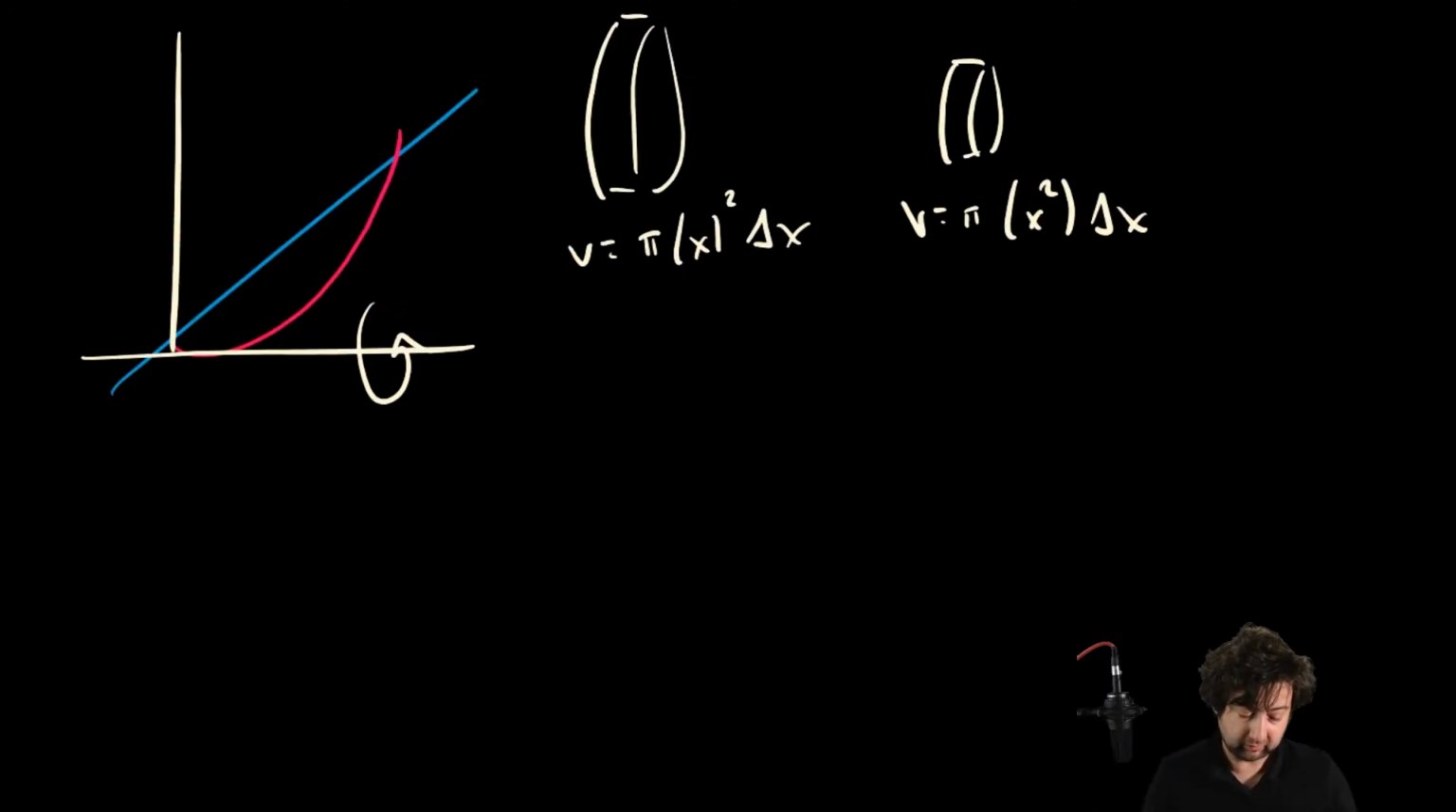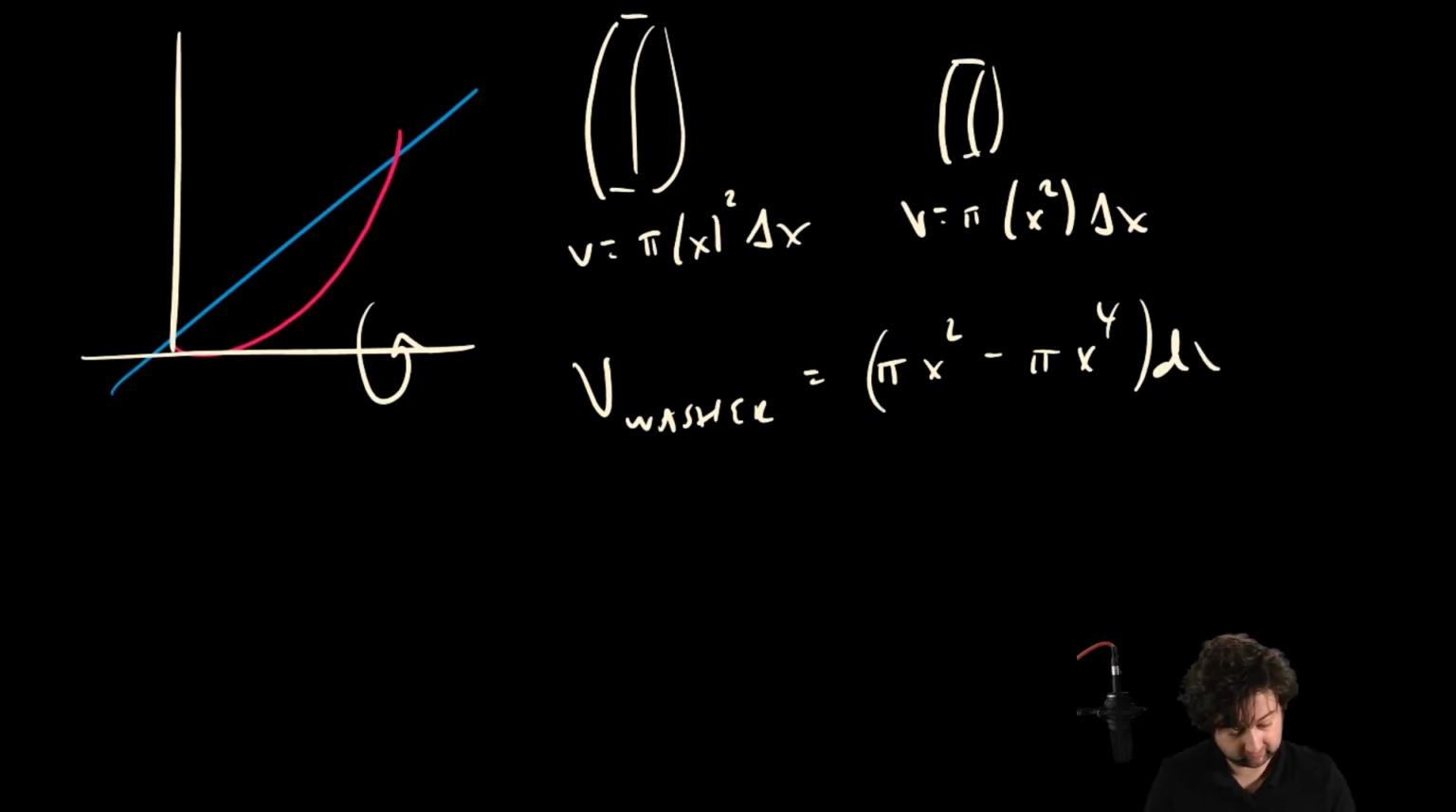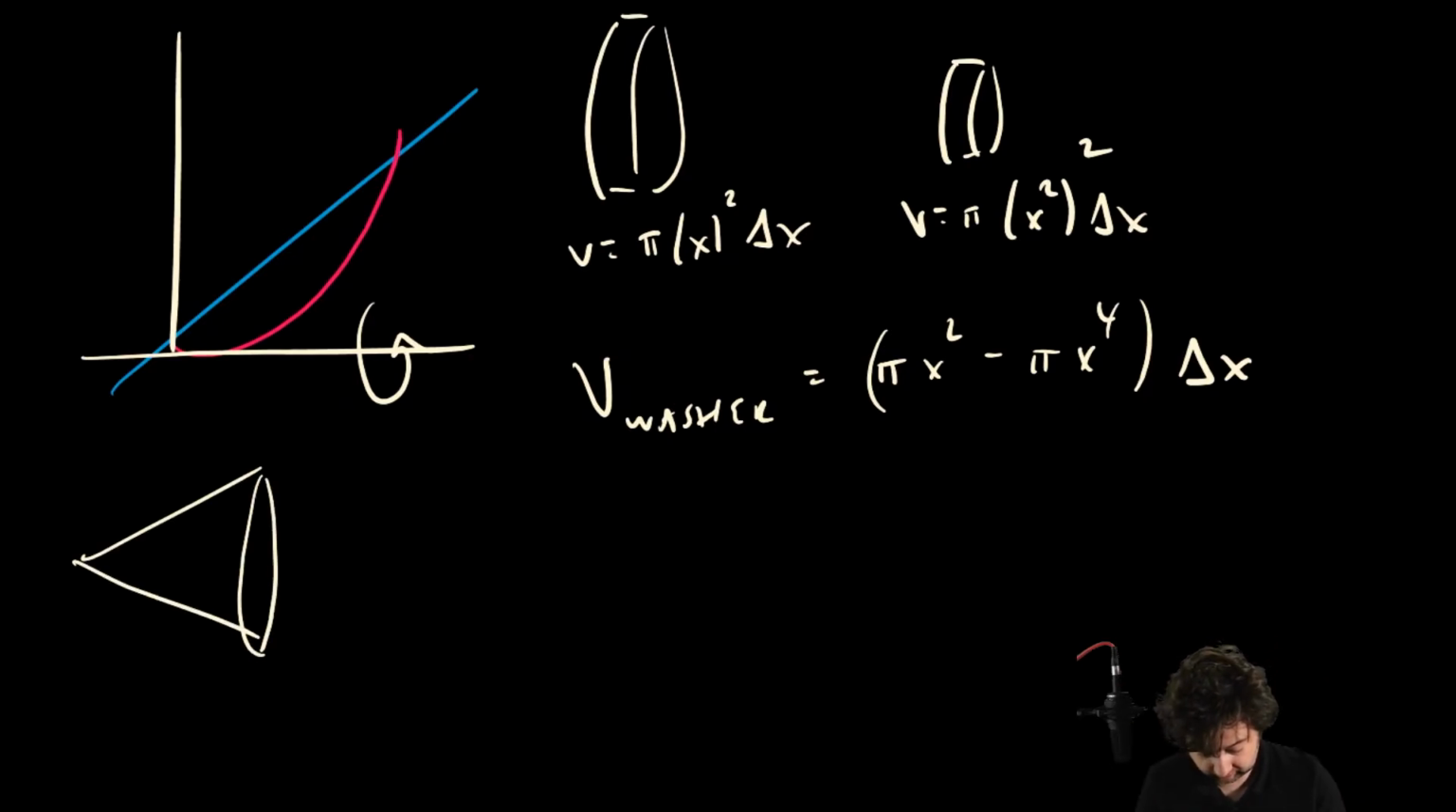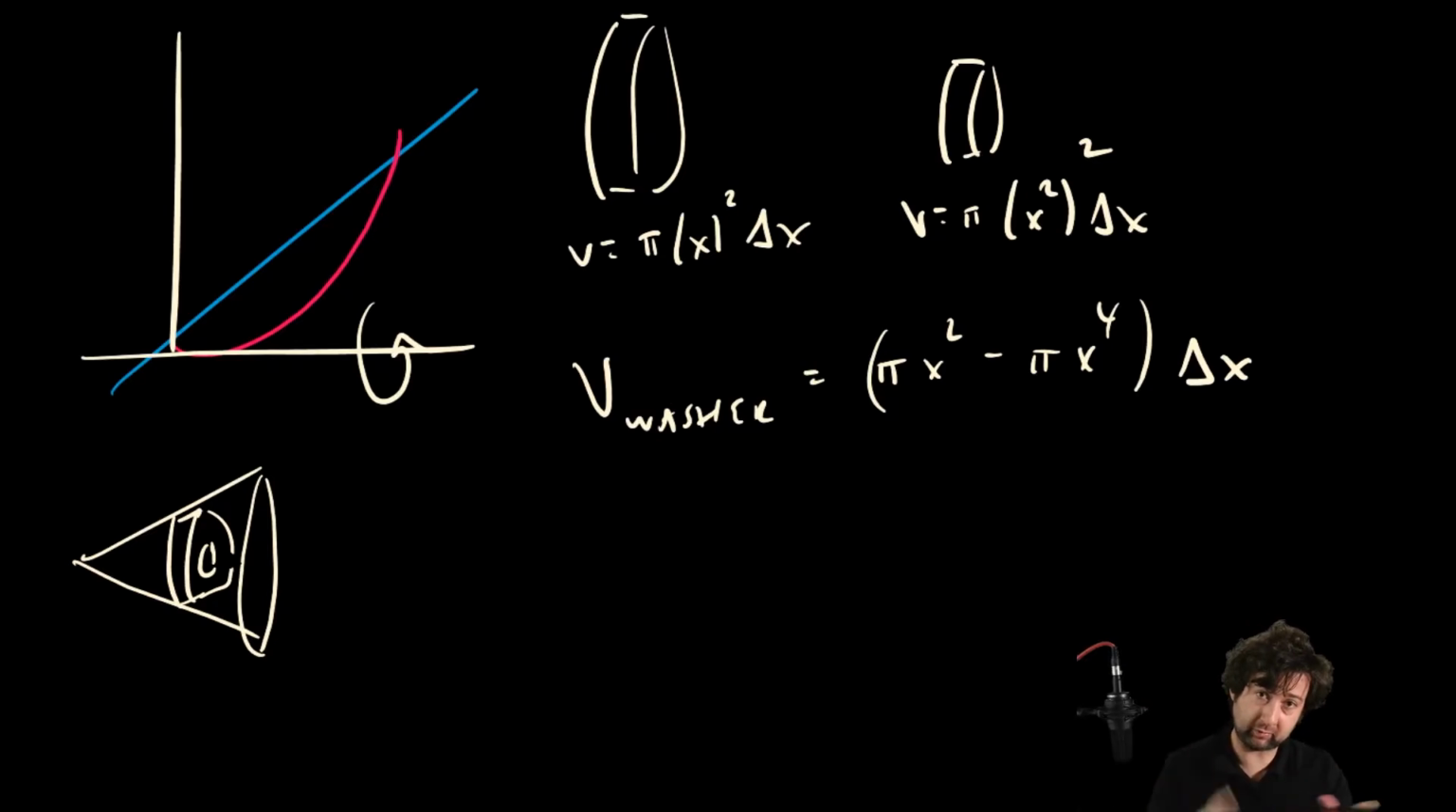Okay, so the volume of a representative washer in our shape is going to be those two subtracted. So the volume of a washer is going to be equal to pi x squared minus pi x to the fourth, dx, or delta x. Now, I want to take each one of those washers. Remember, what's going on here is that we have this sort of hollow cone shape, and we're slicing it up into these washery looking shapes on the inside. So I want to add up all of those washers from beginning to end.